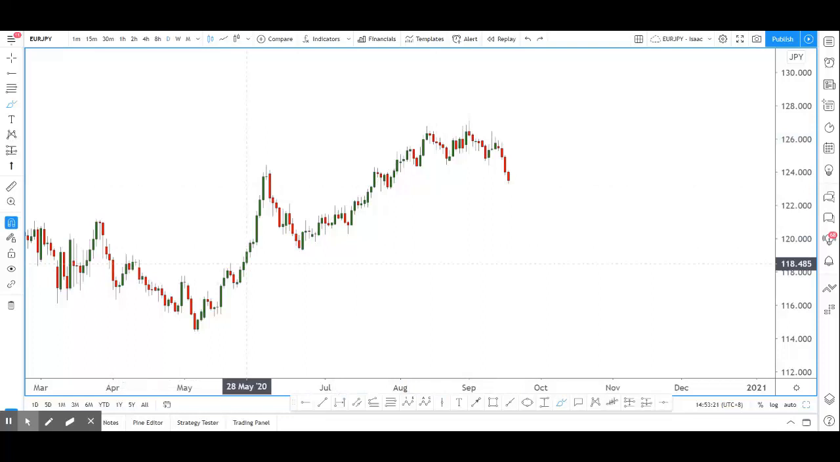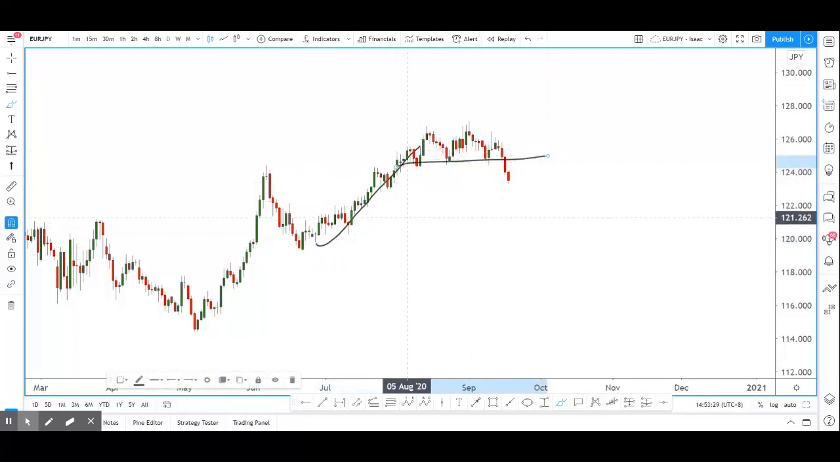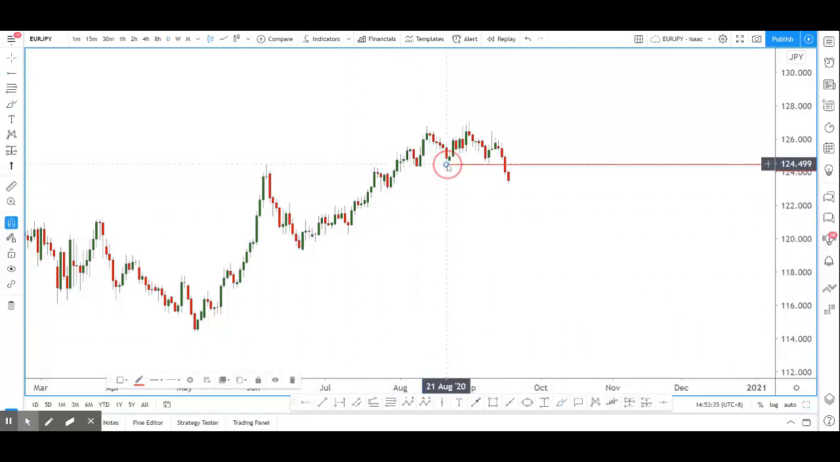Alright, the characteristics of a triple top or double top pattern is that it always has to be preceded with a very strong uptrend. Alright, and then a break of the neckline will confirm the reversal pattern. Okay, so we have the break of the neckline over here, in this area here.